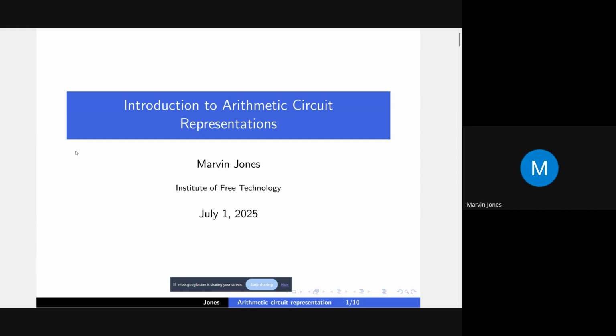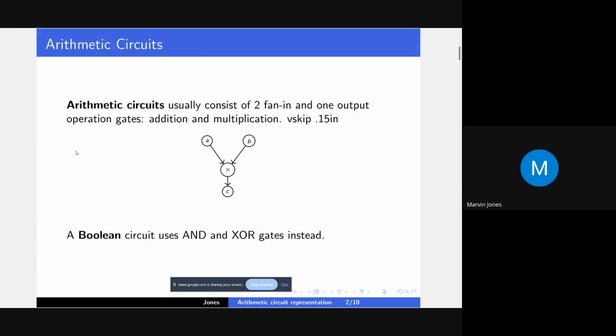All right. As Uger mentioned, I will be talking about arithmetic circuit representation. As for all the necessary parts of ZK, well, we'll get to that. But these are fundamental for ZK snarks. So let's begin. An arithmetic circuit. Well, the first thing we want to know is what is an arithmetic circuit, and it's usually two inputs and one output.